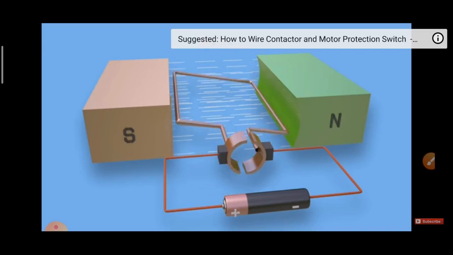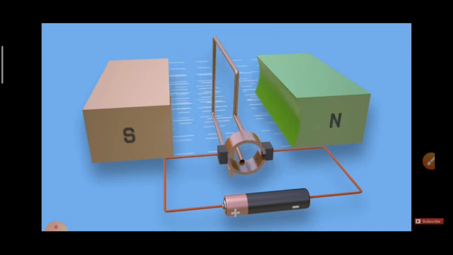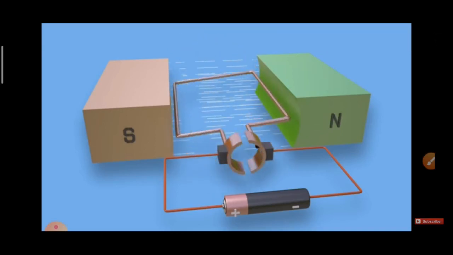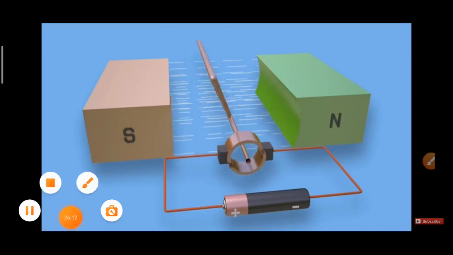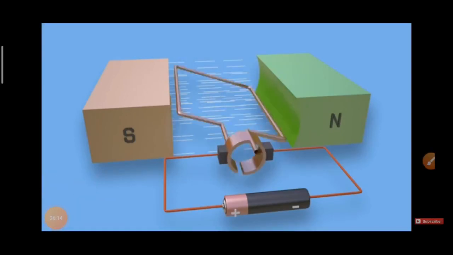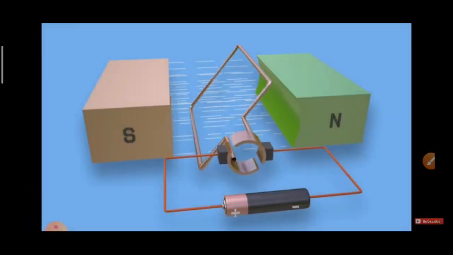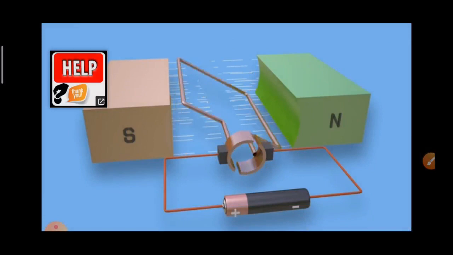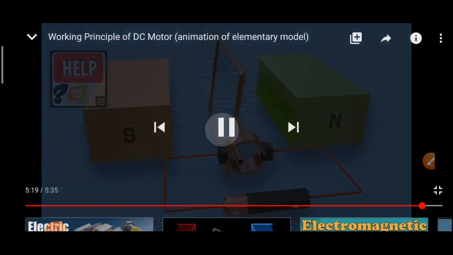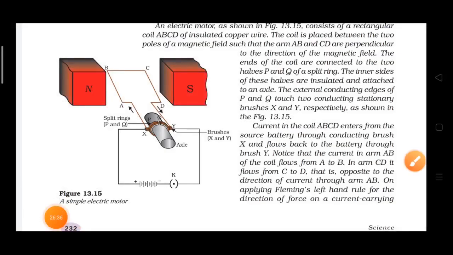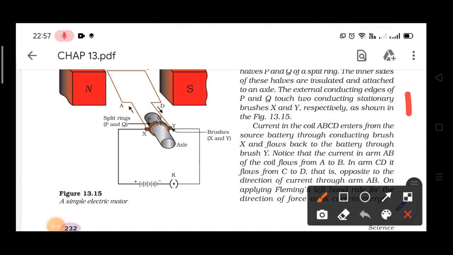So you can see in each rotation the direction of current is changed. After half rotation the direction of current is changed and after one revolution the direction of current is again changed. So in each cycle the direction of current is changed two times, twice. So you can see it continues rotating. So you must study this from the NCERT book.